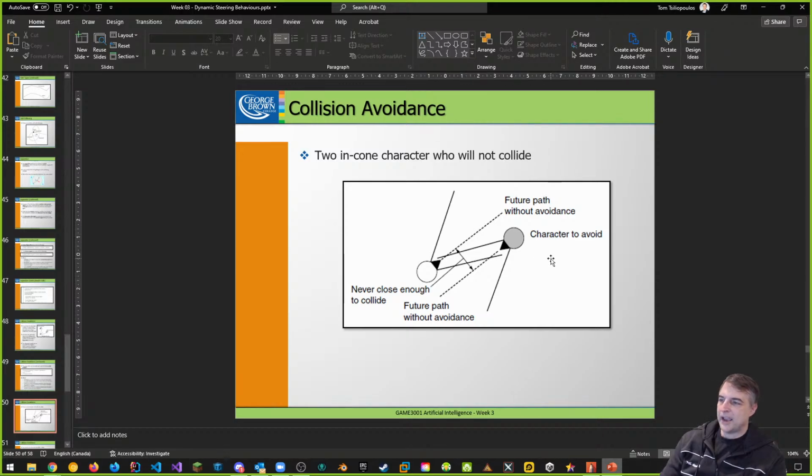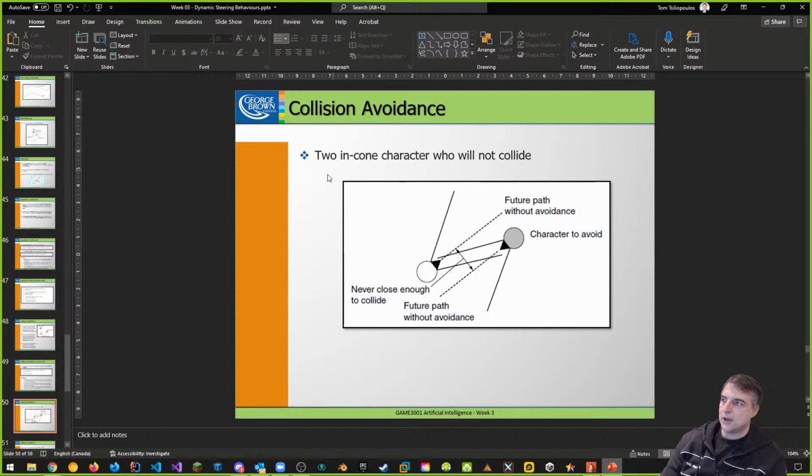And again, imagine if both characters have that. So I have a cone of collision for one autonomous character and another one. Well, we know that this one is going to try and avoid this guy, and this guy is going to try and avoid this guy. So they're hopefully going to go in opposite directions. This guy's going to go this way, and this guy's going to evade and go this way, and they're going to avoid each other as much as possible.